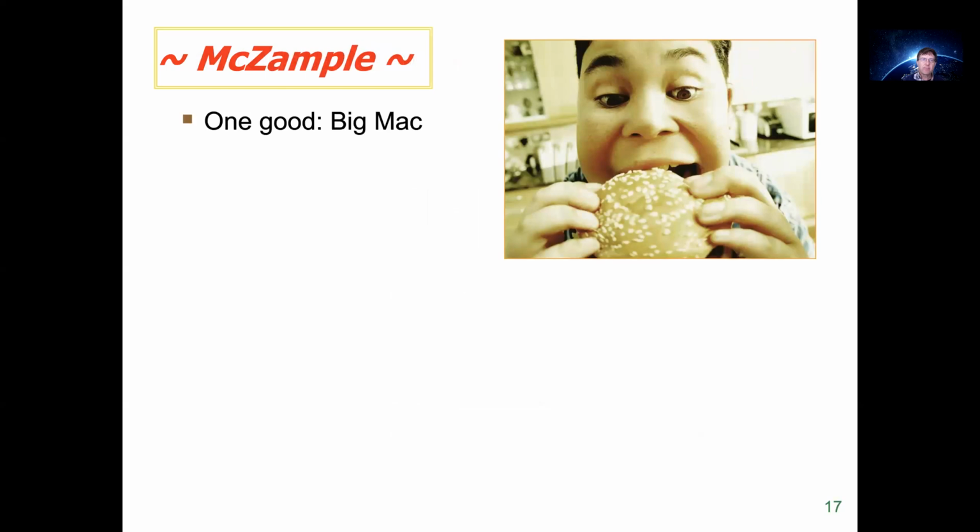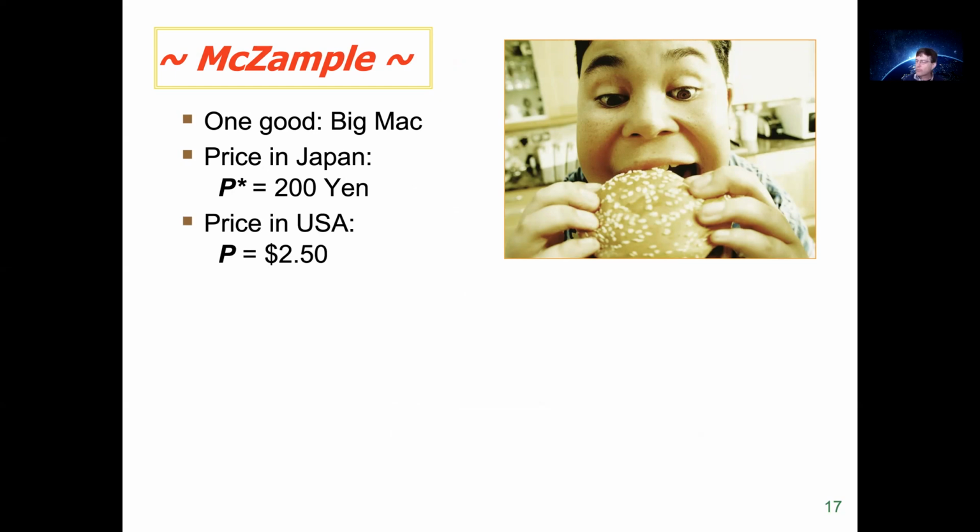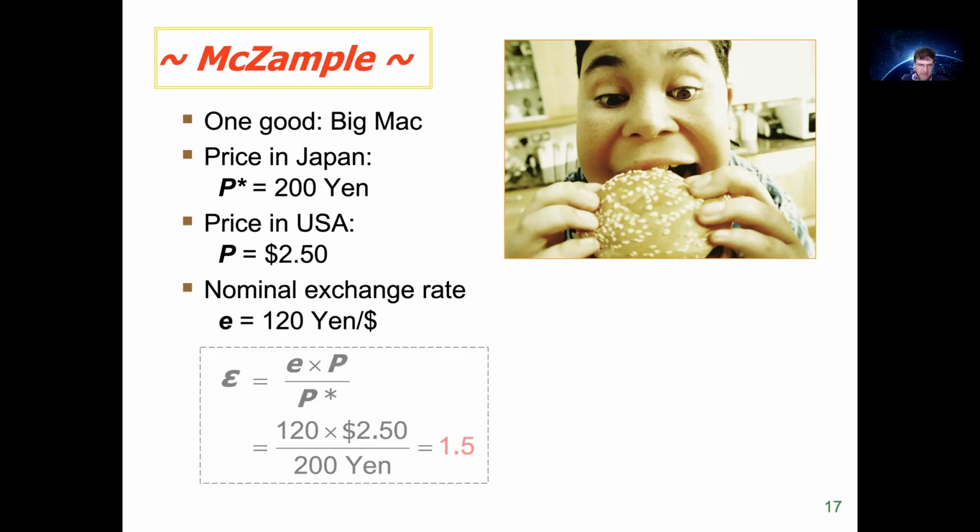Okay, here's our example. Big Macs, suppose they cost 200 yen in Japan. None of these numbers are super realistic. This is just an example. Suppose a Big Mac costs $2.50 and that the nominal exchange rate is 120 yen per dollar. How do we calculate the real exchange rate?